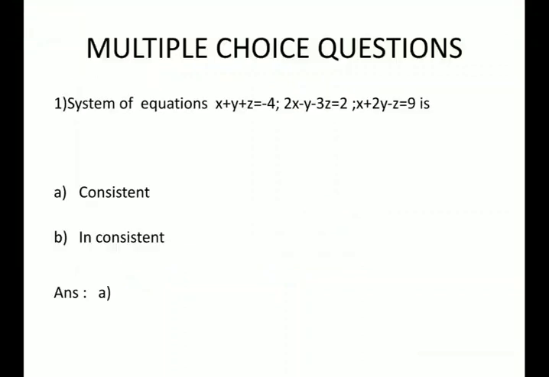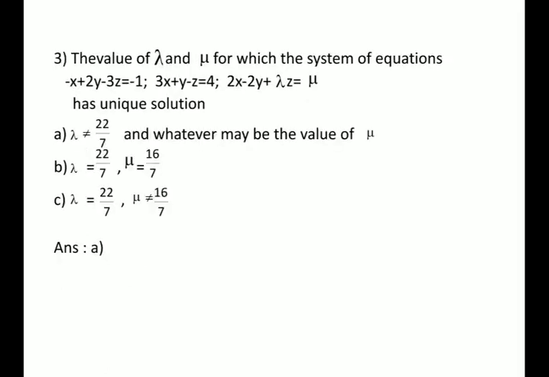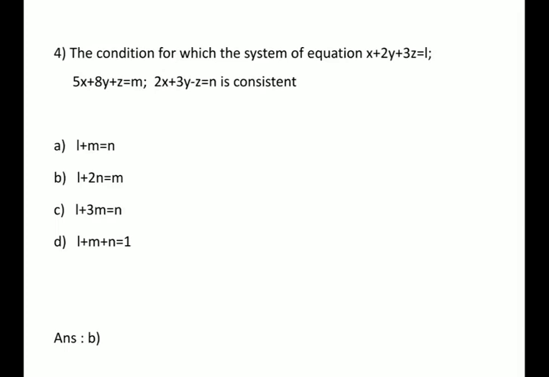Again I have given some multiple choice questions. You have to solve these yourself. These are for practice. I have given the solution also, but you should get the solution yourself. In the second question, you have to find the value of x, y, z which has a unique solution. The answer is B, this you have to calculate yourself. And in the third, you have to find the value of lambda and mu from the system which has a unique solution. And one more is the condition for which the system is consistent. Consistent means it has a solution. For that you have to verify which condition it satisfies.